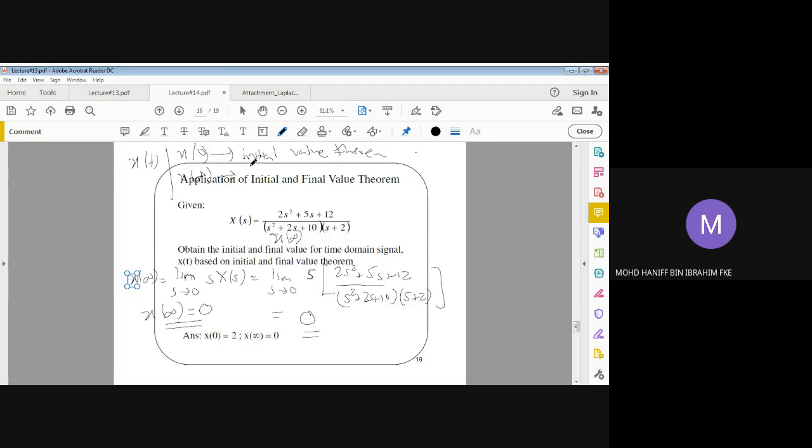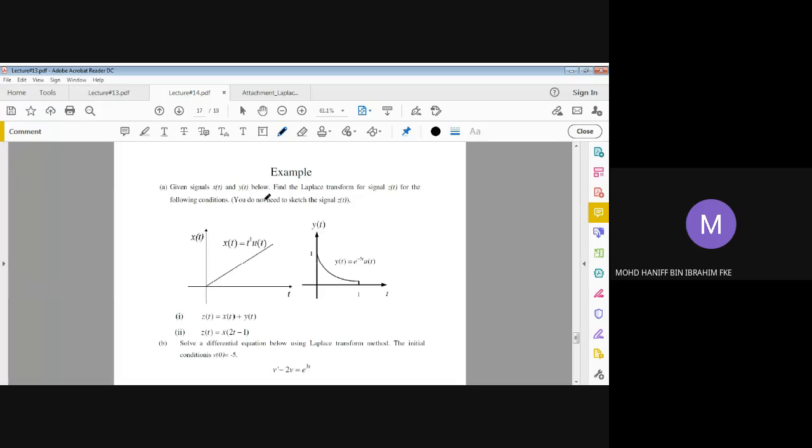Okay, so for this x infinite, you're going to have the final value theorem. So this is a shortcut method to find the value of x0 and x infinite. Without the need to do the inverse of Laplace, we can get the xt, and once we get the xt, we can find the x0 and x infinite. So this is a very long way to find the x0 or x infinite. Instead, we can simply use this theorem to find both. Okay, so let's have a look at this example.